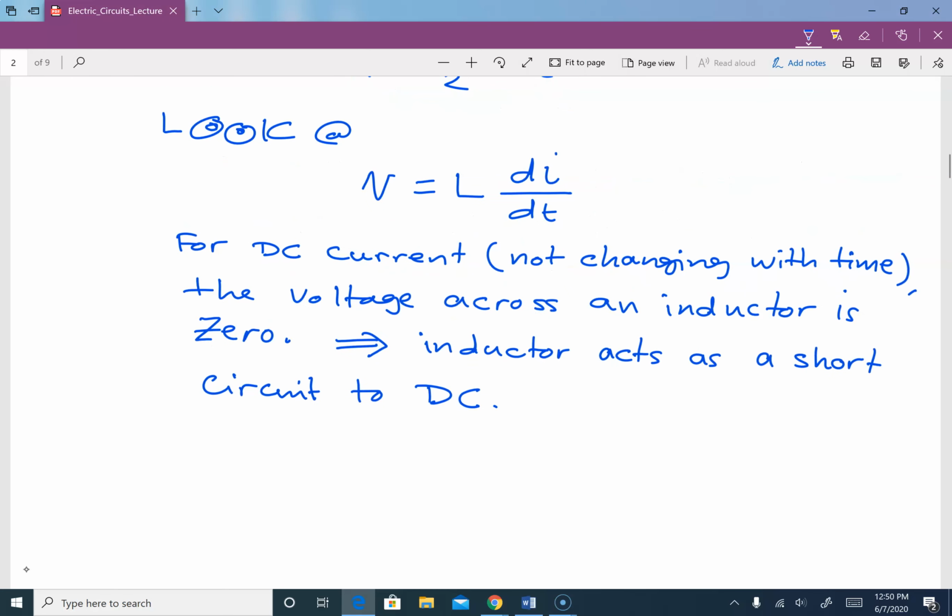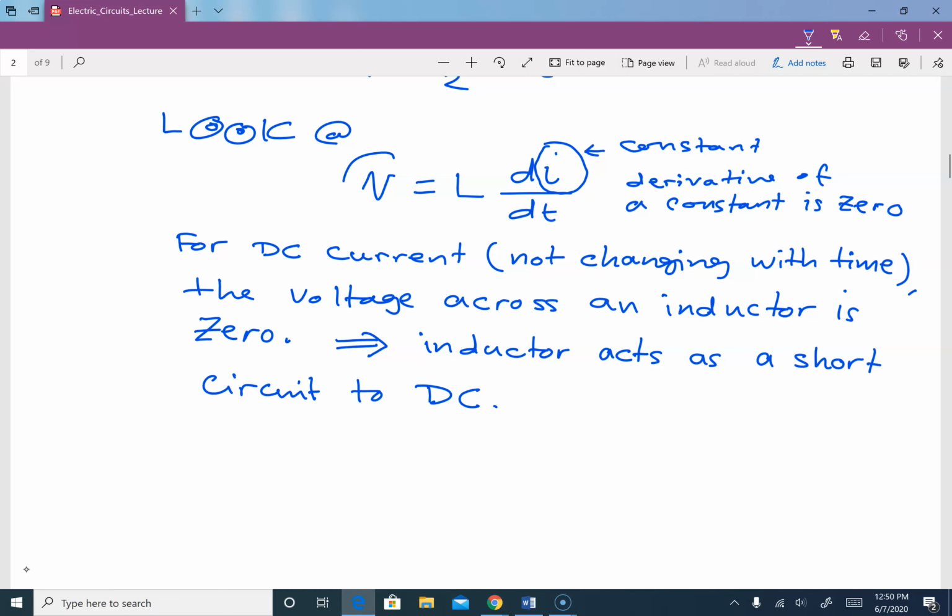Because look at this here, if I is constant, then the derivative of a constant is 0, and that will end up with V being 0, and the only condition that satisfies V equal to 0 is a short circuit. So that's why we are saying that the inductor acts as a short circuit to DC.